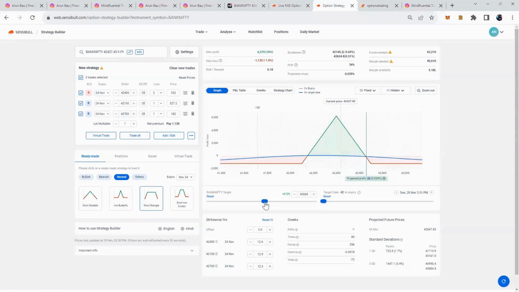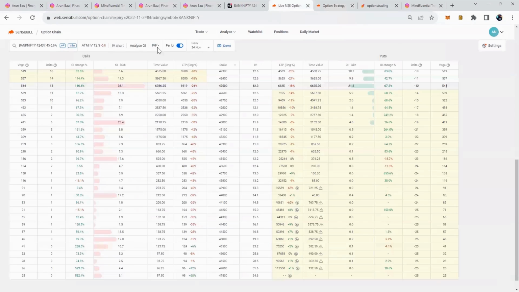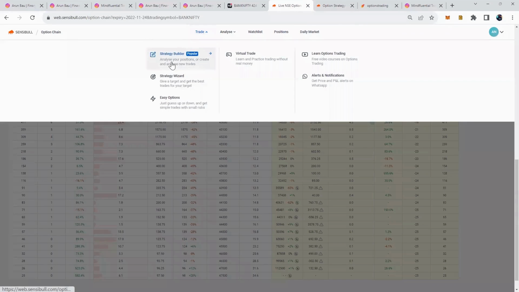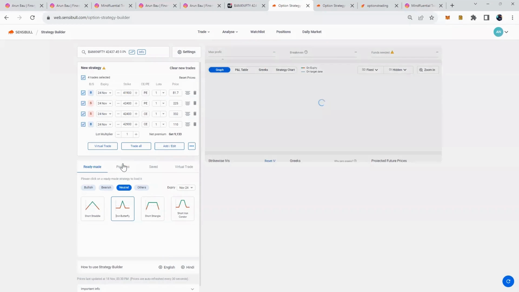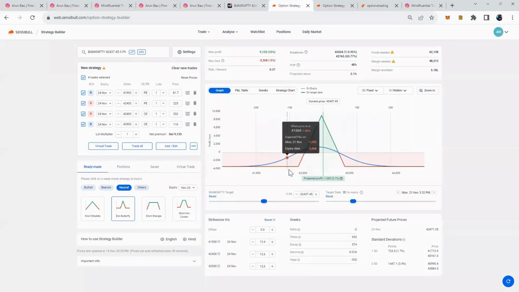So for example, if the market went up by 0.5, you're not getting any loss. It's almost at break-even only. But let me tell you, if instead of this, I do this, which is looking like an iron fly, right? Let me do the same thing for the iron fly. Let me go to the strategy builder. And instead of this, if I deploy an iron butterfly, this is how it will look.